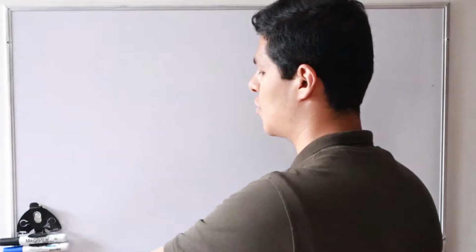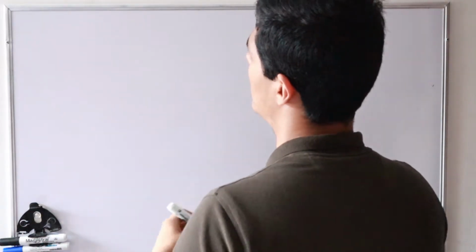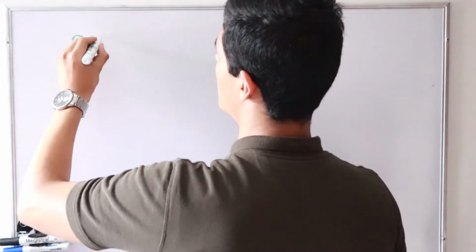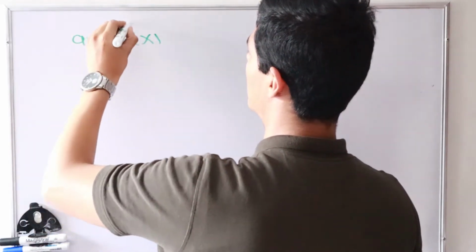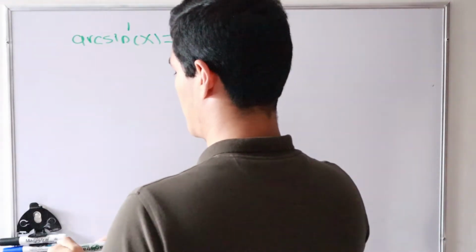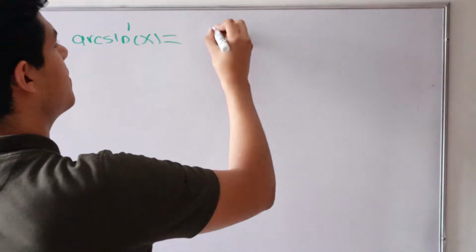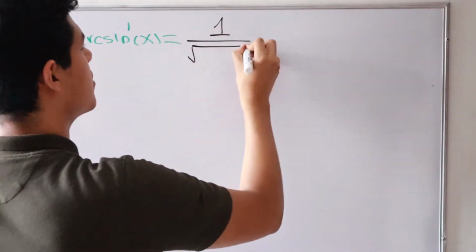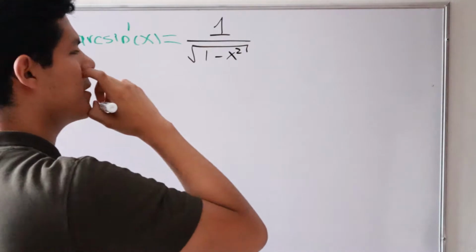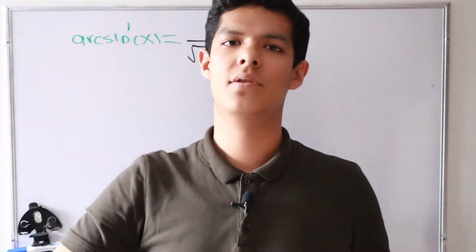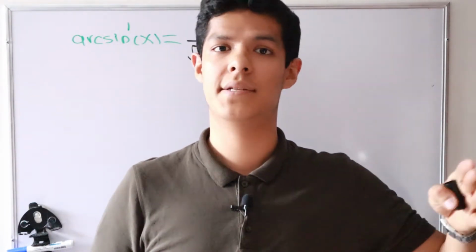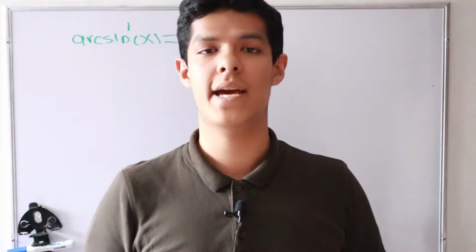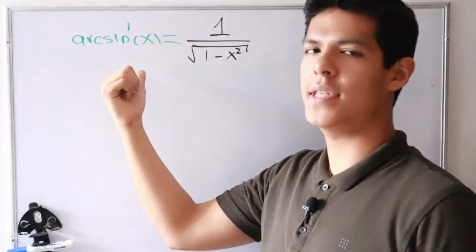So the video that we're going to do is to prove that the derivative of arcsine of x equals 1 divided by the square root of 1 minus x squared. So that's why we need to recall all past videos that we have seen and others that will come. So for that, guys, we need to prove this.